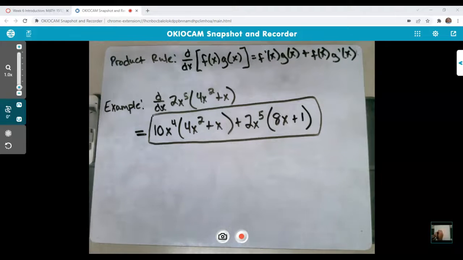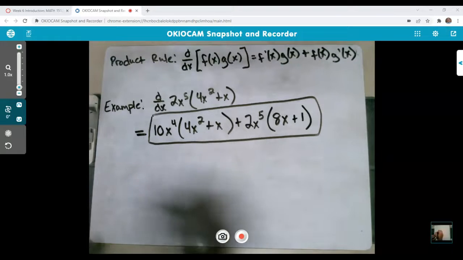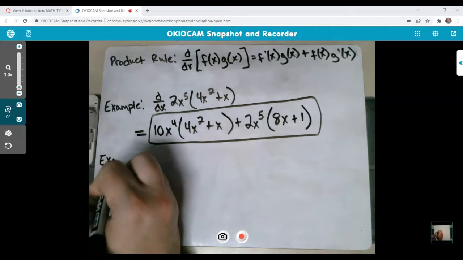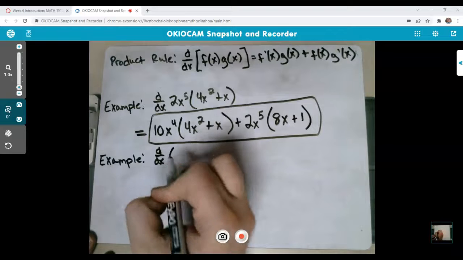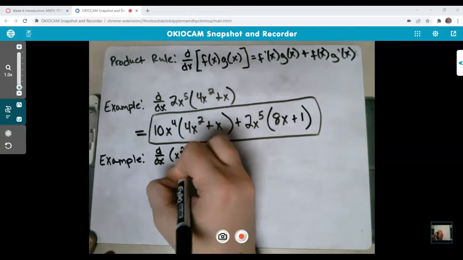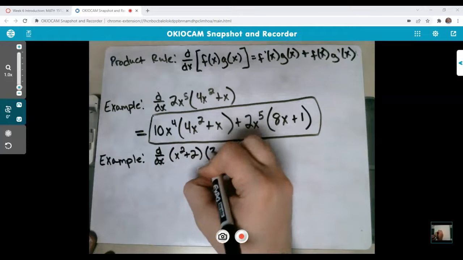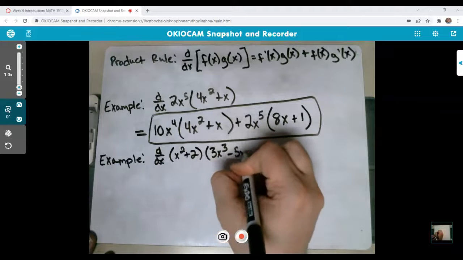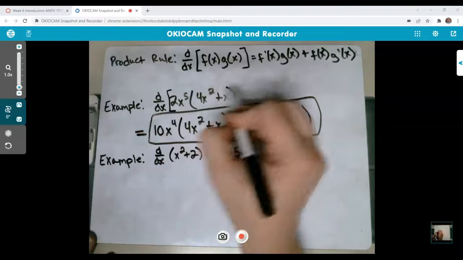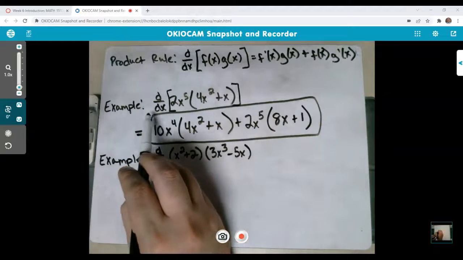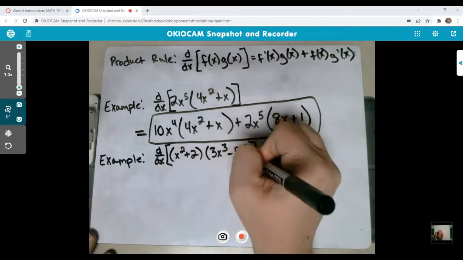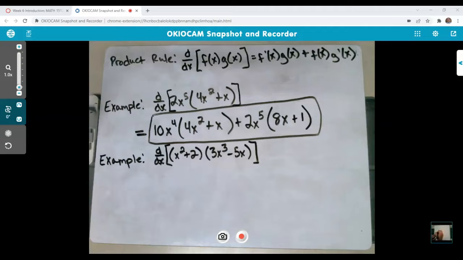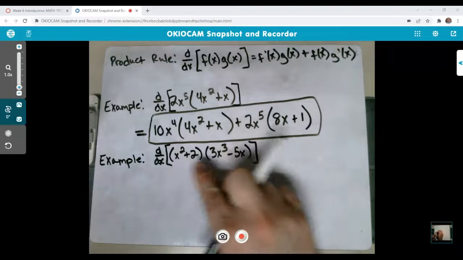Let's do another example using the power rule. Product rule. These P words are going to trip me up. This example, we're going to find the derivative of x squared plus 2 times 3x cubed minus 5x. Technically, I should have put a bracket around here to make it clear I want the derivative of the whole thing. My fault. Like that. So just like we did on the last one, we are going to use the product rule because this is a product. Okay?